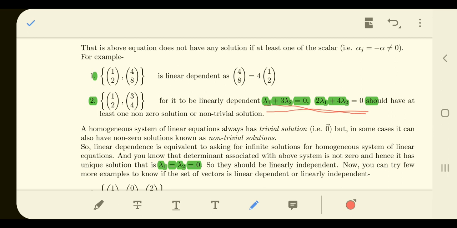So the question boils down to whether it has an infinite number of solutions or a unique solution, which in earlier lectures we have seen turns out to be the question of whether the determinant of the coefficients is 0 or not. And if the determinant is 0, then we say that it may have infinite solutions or no solution. But if the determinant comes out to be non-zero, then we say that there is a unique solution.